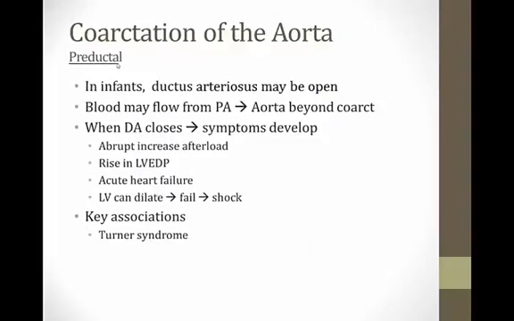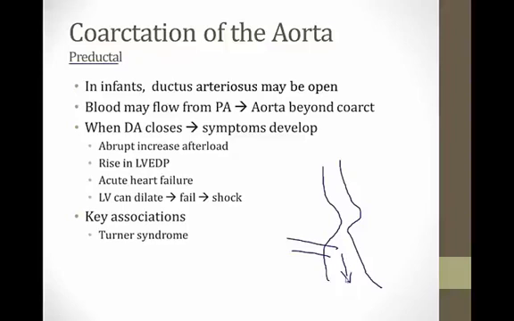Let's first talk about the preductal type of coarctation. So in this type of coarctation, the aorta narrows to a beak, sort of like an hourglass here, and then the ductus arteriosus enters after the coarctation. Because of this coarctation, there will be a pressure gradient across the coarct, and there will be low pressure beyond the coarctation because a lot of pressure will be expended getting blood across this obstruction.